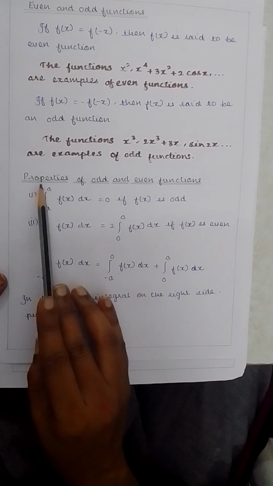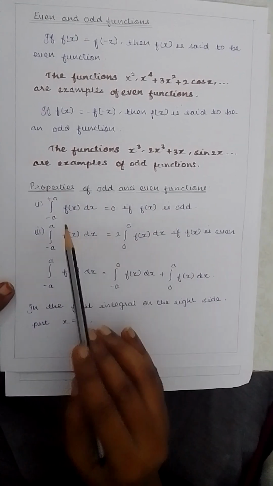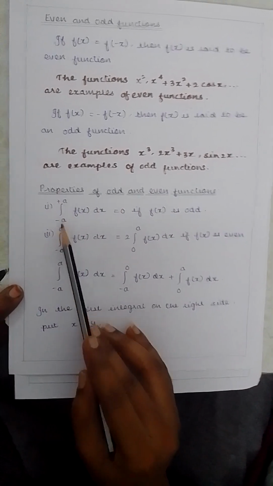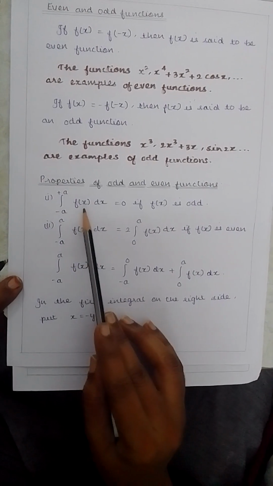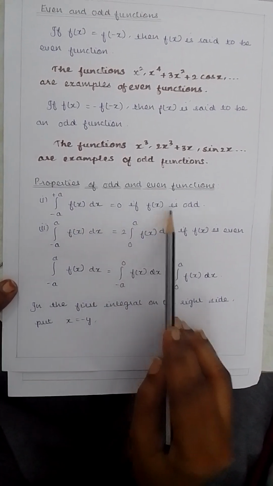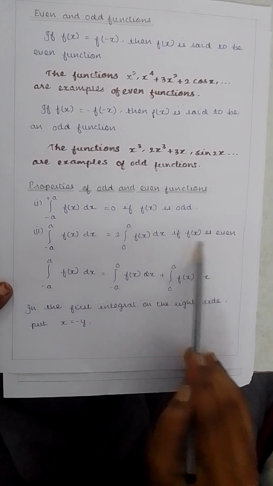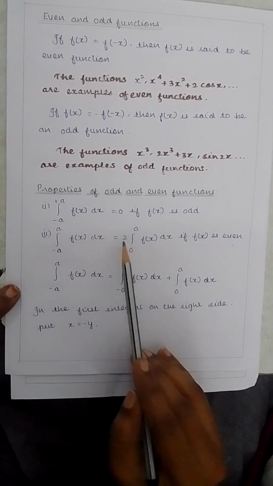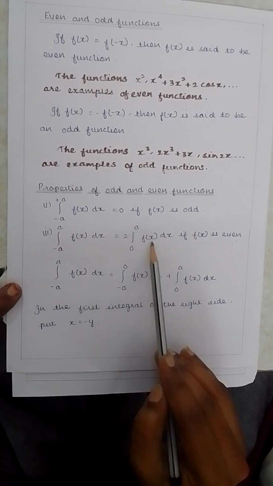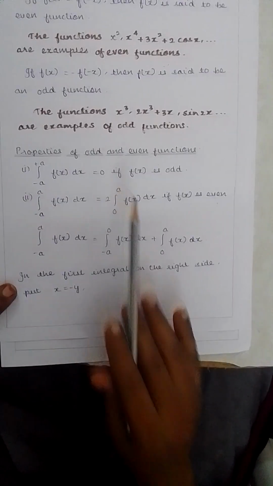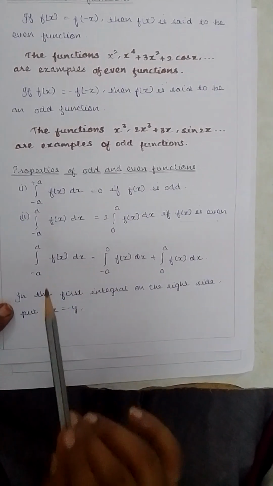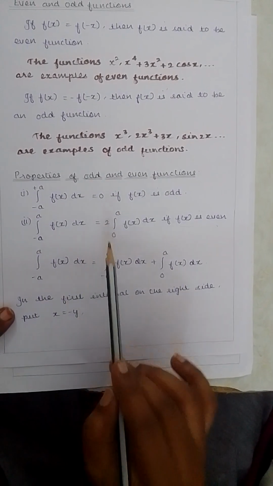Now you have to see the properties of odd and even functions. The first property: integral from minus a to a of f of x dx equals 0 if f of x is odd. If f of x is even, that integral value will be 2 times the integral from 0 to a of f of x dx. Okay, now you have to prove these two properties.